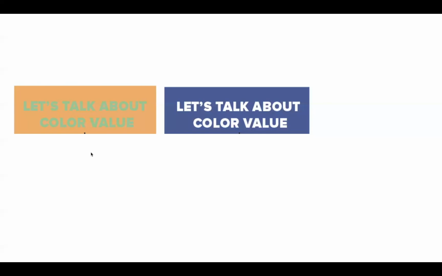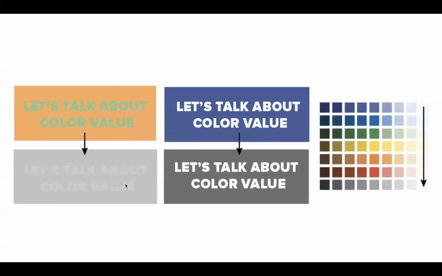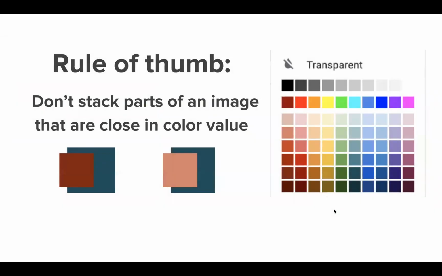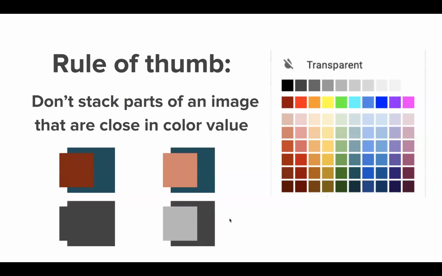Here's an example again of showing the idea of color contrast and how it can come back to bite you if it's not done well. With 2 images, if we switch to black and white or preview in grayscale, one completely disappears because they're very close in color value, which is just a fancy name for the darkness or lightness of a figure and its elements. So the take-home message here, just to repeat as we always do, is to not stack parts of an image that are close in color value.